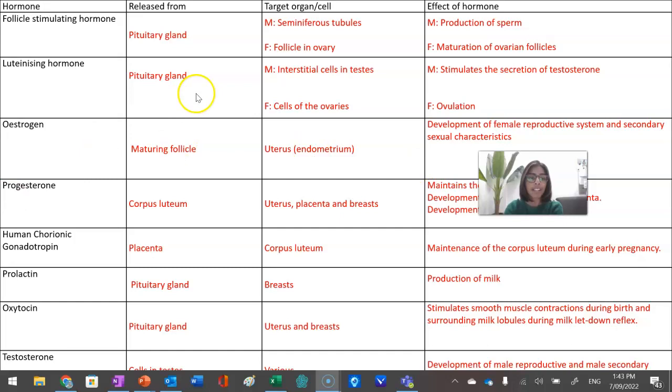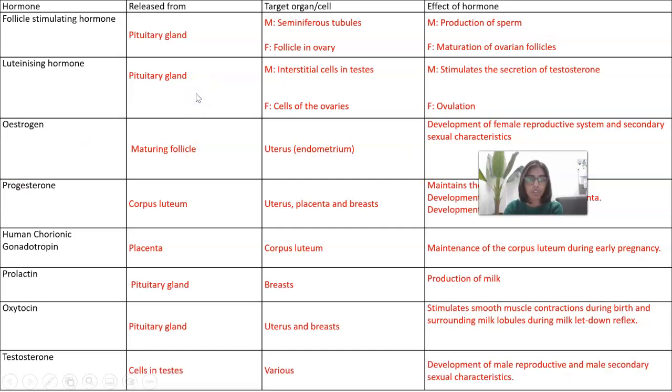Luteinizing hormone, or LH, again comes from the pituitary gland, and its target in men are the interstitial cells. These are the cells found in between the seminiferous tubules, and it promotes the secretion of testosterone from the interstitial cells. In females, LH targets the ovarian tissue again, and it is directly responsible for ovulation.